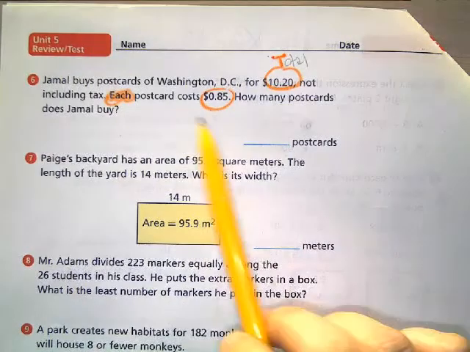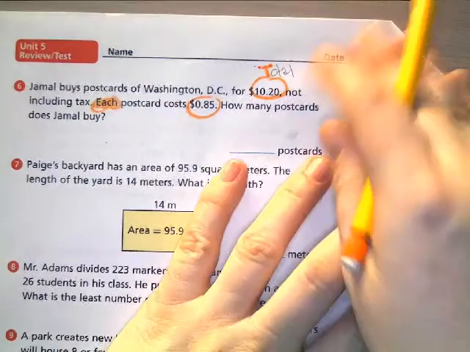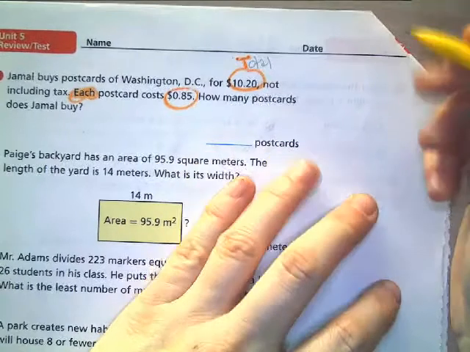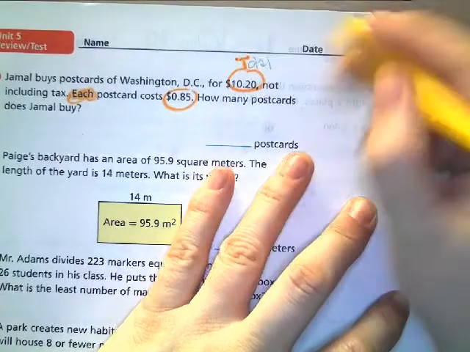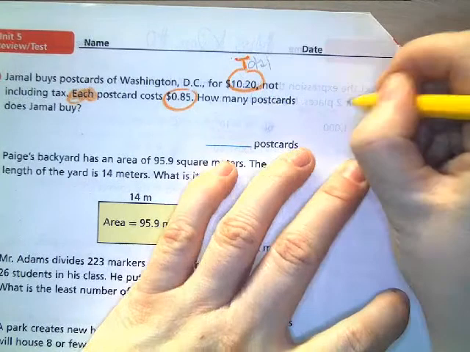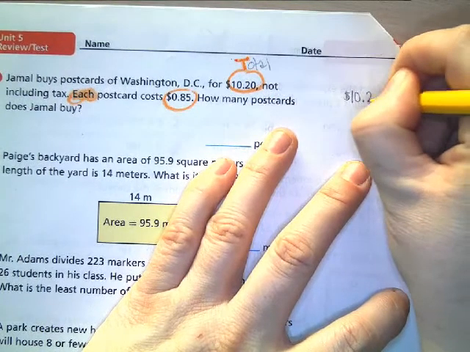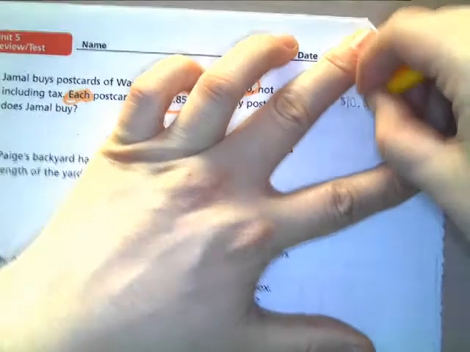I'm going to write total. You should always write what I'm writing. This is his total, and this is how much they cost. So you're doing division. I know, this is a division unit test. Weird, huh? Okay, so we take $10.20 divided by 85 cents. I'm just going to do that right here. $10.20.